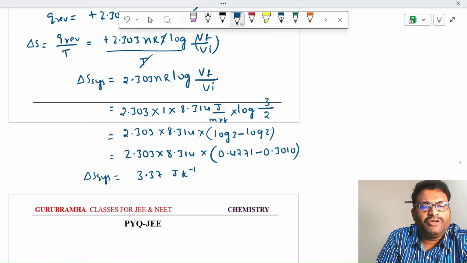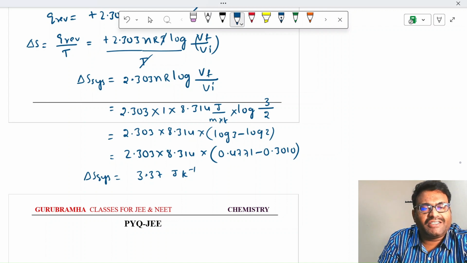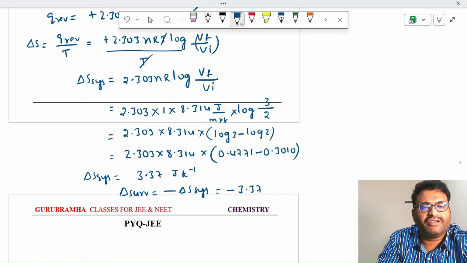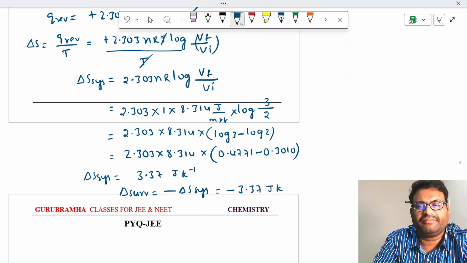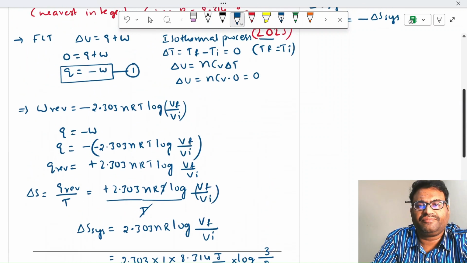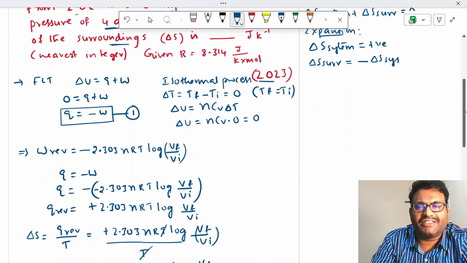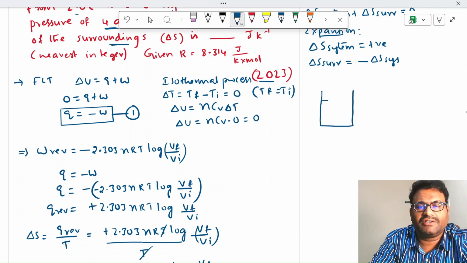Okay. So then what will be delta S surrounding? Delta S surrounding, we have seen that minus delta S system. That is equal to minus 3.37 joule per Kelvin. Right? So for example, let us take here this container is system and this is surrounding.